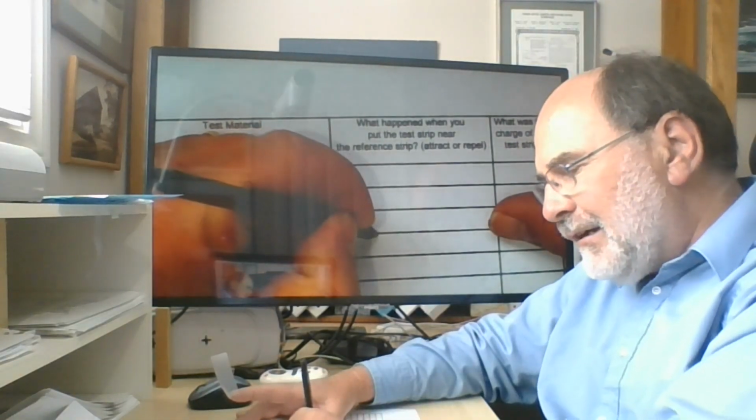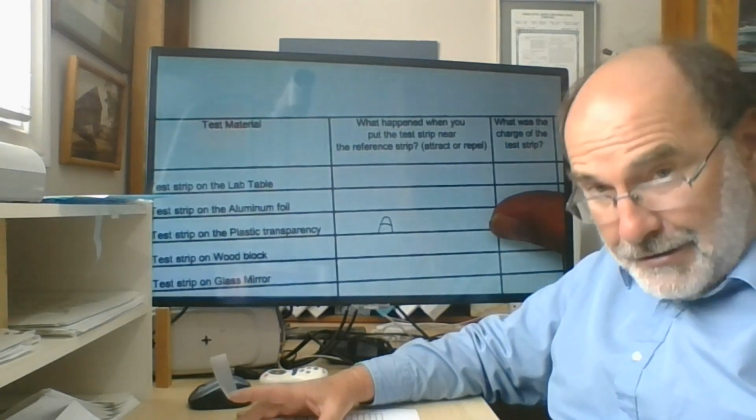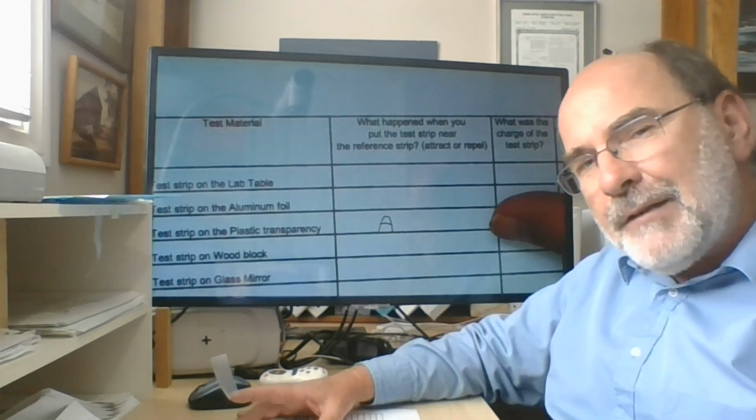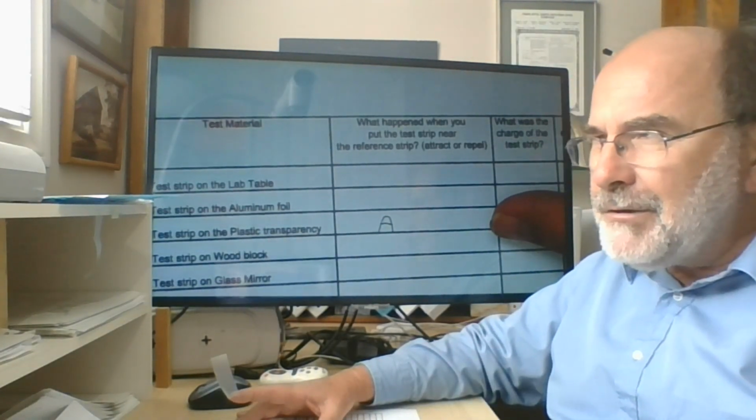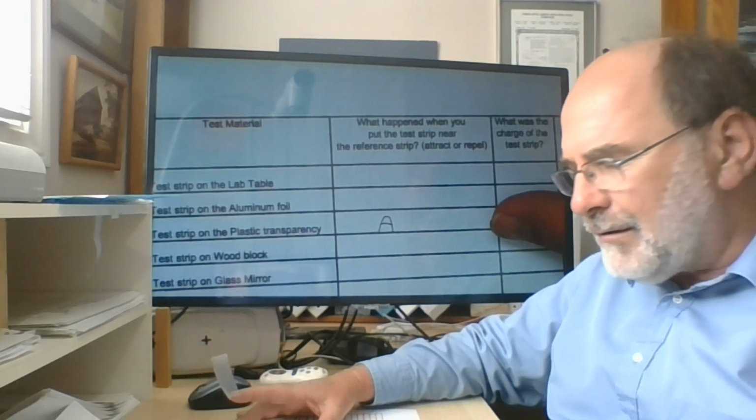They attracted. And I'm going to do shorthand because I'm just a teacher. You, of course, get to write it out. I'm going to put A for attract. I'd probably use R for repel.